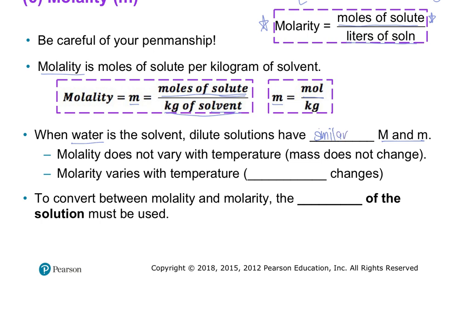And that is because the density of water is 1 gram per milliliter, and so we can go between kilograms and liters easily when they're dilute because the solution will have a density close to 1. When we are going to do certain properties that involve varying the temperature, we would want to use molality.